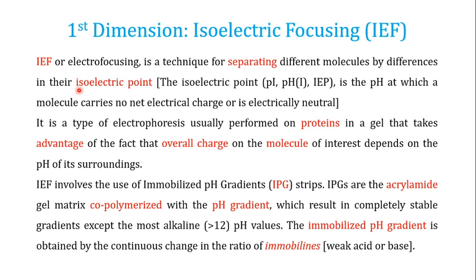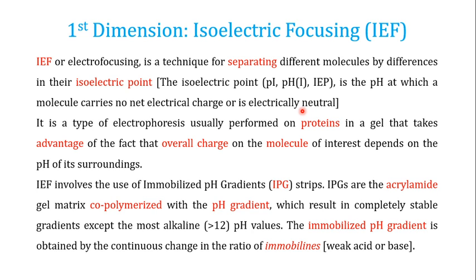As you can see over here, we are talking about an electric point. But this term iso actually refers to the same. So that means you are having the same electric point. So the isoelectric point, which for short is known as the pI or pH(I) or the IEP, is actually the pH at which a molecule carries no net electrical charge, or is electrically neutral. It does have charged groups, but overall it is electrically neutral.